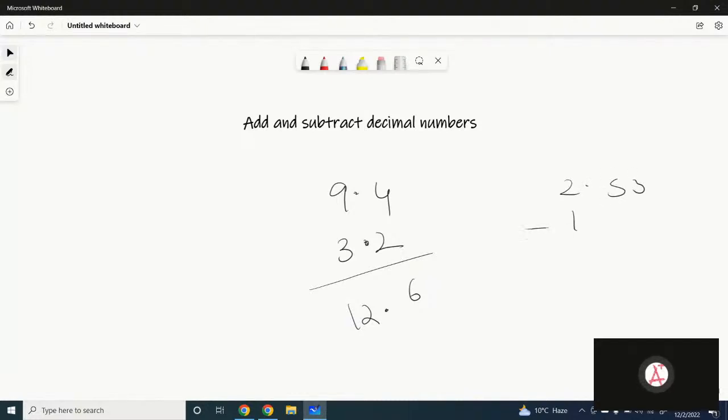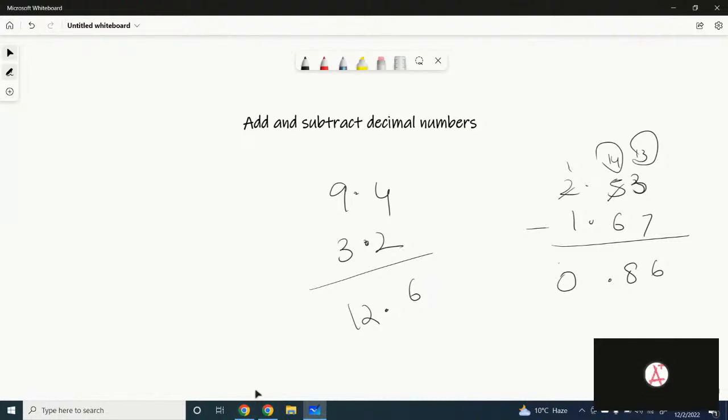2.53 minus 1.67. You cannot subtract 7 from 3, so you have to borrow 1. Then you have 4 here and it would be 13. 13 subtract 7 is 6. Now you have to subtract 6 from 4. You cannot subtract, you have to borrow 1. It would be 14, and 14 subtract 6 is 8. 1 subtract 1 is 0. It would be 0.86.